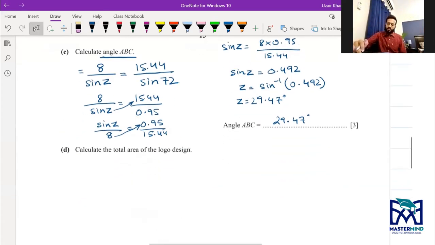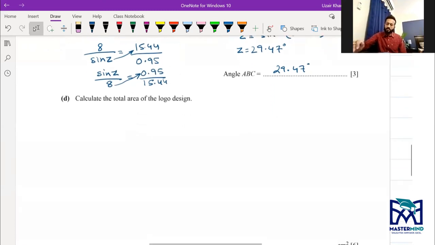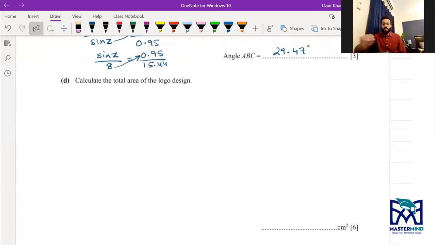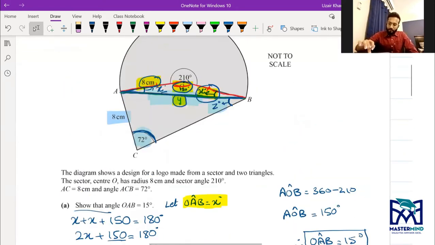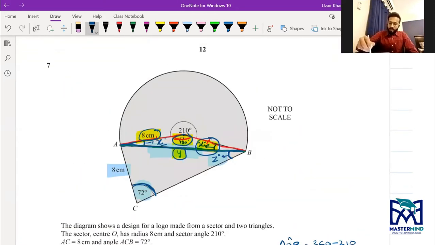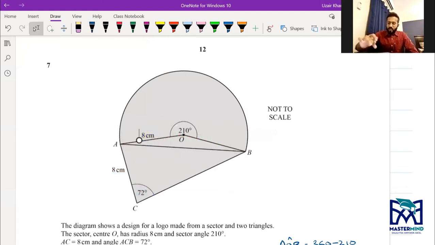Now let's move on to the next part, which is asking for the area of the logo design. In order to find the area of the logo design, we will go back to the shape. Let me just clear this out. There are 3 regular shapes in this. This is shape number 1, which is a sector. This is shape number 2, which is a triangle. And this is shape number 3, which is also a triangle.